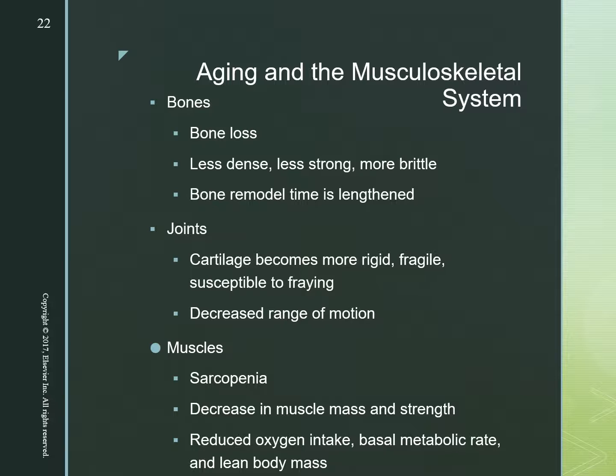Muscles: there's sarcopenia, which is age-related loss of skeletal muscle and is a direct cause of the age-related decrease in muscle strength. This starts in the 5th decade and is evident by the 7th decade. The decrease in muscle mass and strength is apparent by then. It reduces oxygen intake, basal metabolic rate, and lean body mass.